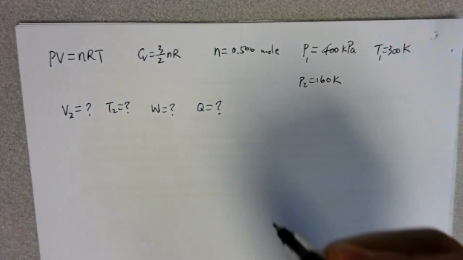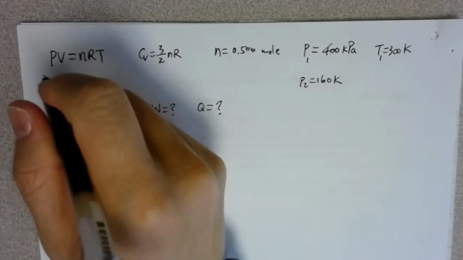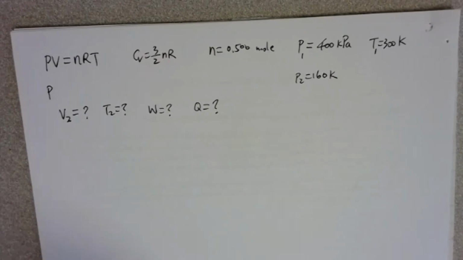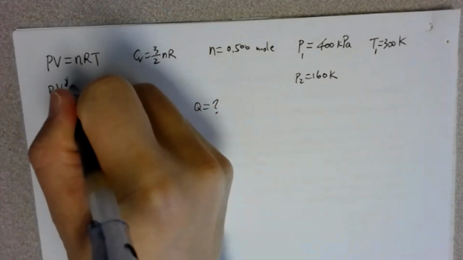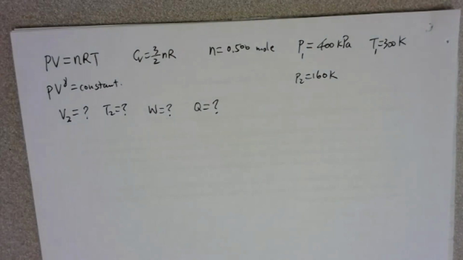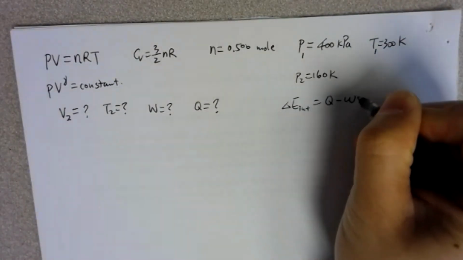Okay, so four quantities. If this is an adiabatic process, that means for an adiabatic process, PV to the gamma power equals constant. So that's one of the expressions. Now, for the gas system, the first law of thermodynamics should also apply. So just keep in mind delta U, or delta E internal, equals Q minus W.